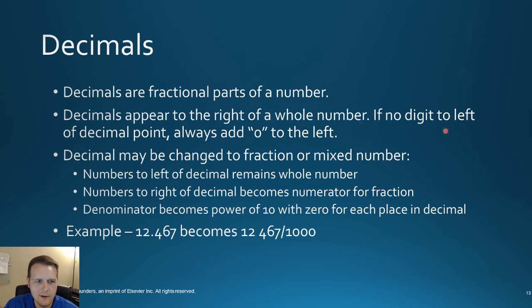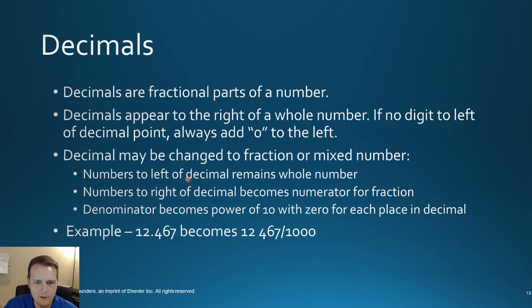If there's no digit to the left, so if you have a value that's less than 1, you always want to add that 0 to the left there. Remember, we talked about having leading zeros in order to avoid confusion. In that way, something like .1 would be written as 0.1 to avoid being mixed up and just being read as 1 potentially. But you can turn a decimal back into a fraction or a mixed number there.